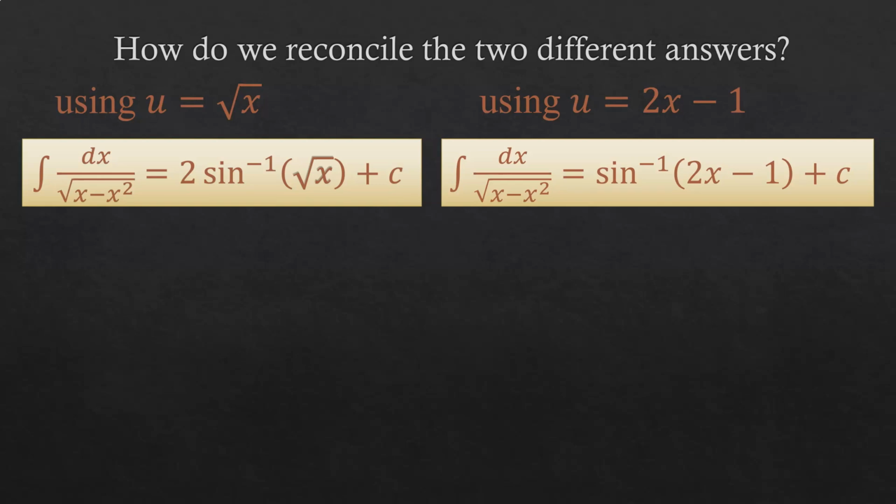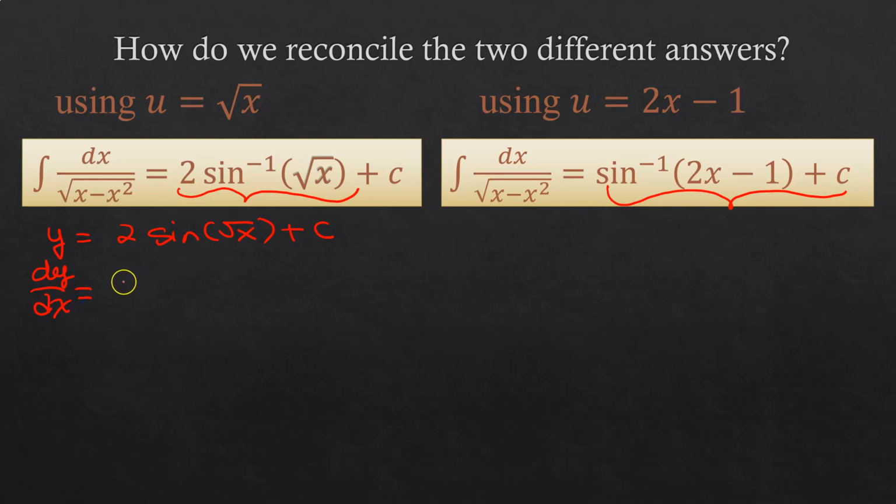Well, let's see. We can do this algebraically, or we can look at it graphically. So using calculus, if I take the derivative of this and the derivative of that, I should end up with the original problem, right? So let's take the derivative of that. Let y be 2 inverse sine of square root of x plus c. Then dy dx would be 2.